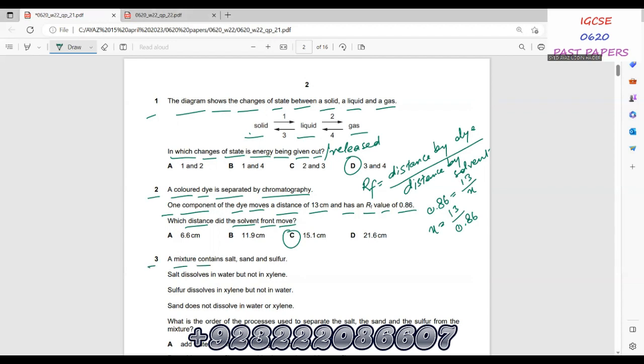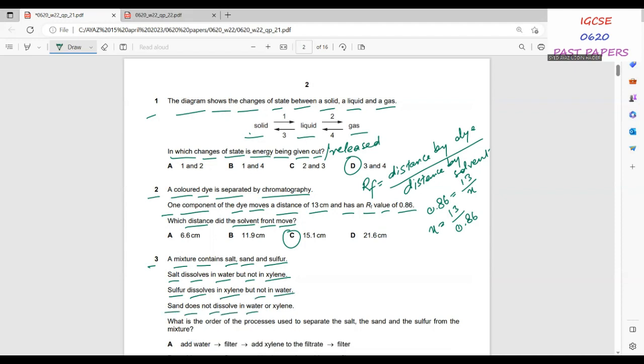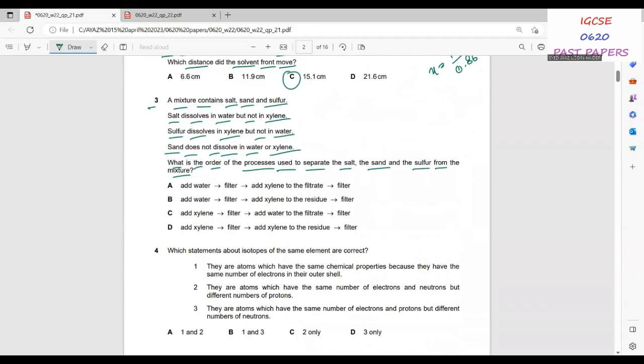Number 3, a mixture contains salt, sand, and sulfur. Salt dissolves in water but not in xylene. Sulfur dissolves in xylene but not in water. Sand does not dissolve in water or xylene. What is the order of the processes used to separate the salt, the sand, and the sulfur from the mixture? You can either start with water or xylene. If we start with water, then we have to filter. Then we need to add xylene to the residue, then filter it again.